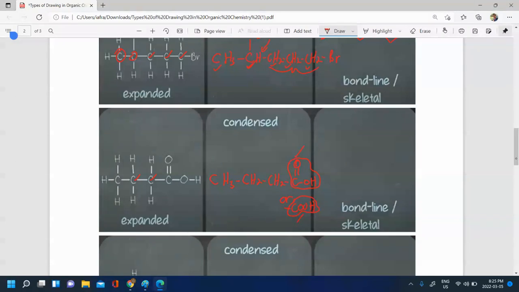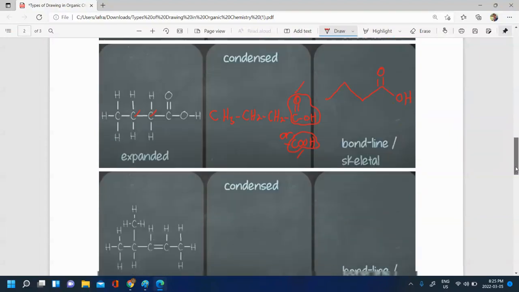So C double bond O, OH, COOH. And then a bond line diagram. Let's see, we have 1, 2, 3, 4 carbons. So 1, 2, 3, 4. And then we have to do our double bond over here, and then our OH over here. And there's our bond line diagram.